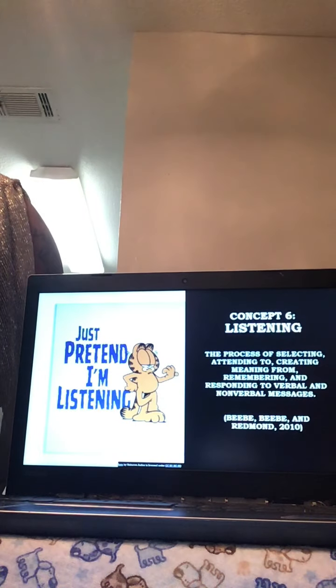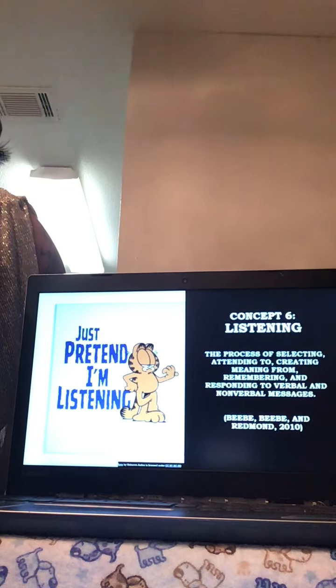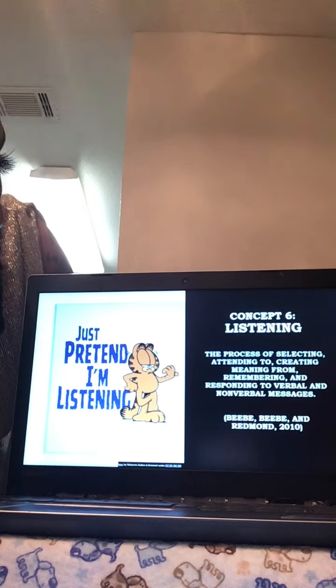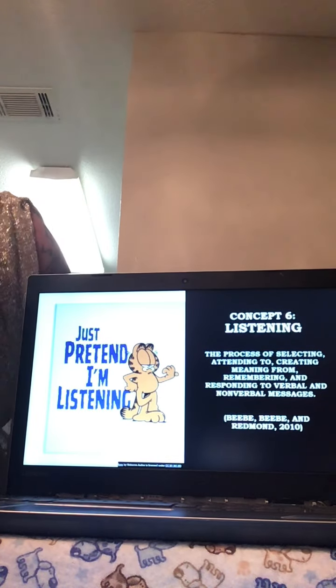Number 6, listening. This process is selecting, attending to, creating meaning from, remembering, and responding to verbal and nonverbal messages.